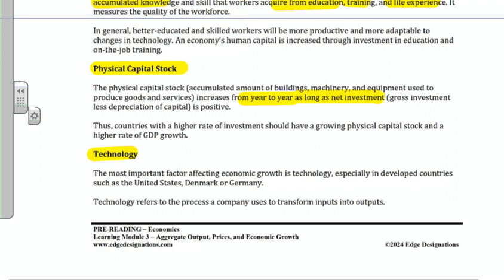Technology. The most important factor affecting economic growth, as we've said many times, is technology. One of the reasons is that the other factors, labor and capital, are exhaustible and cannot continue producing at high levels all of the time. There's going to be a point where it's going to stop. Whereas if you've got technology, you can keep improving your processes. That is where the growth will come from.